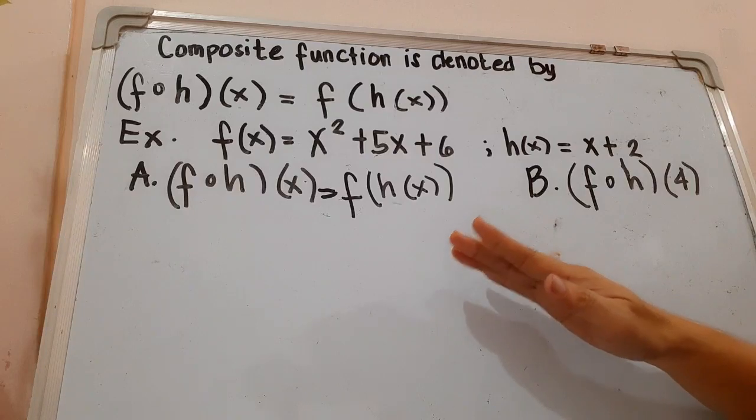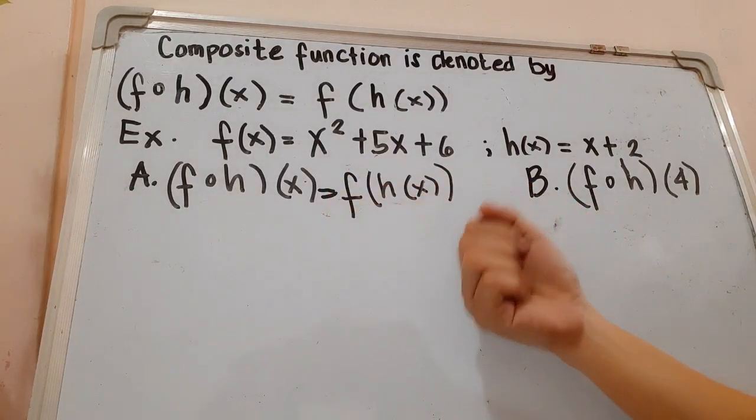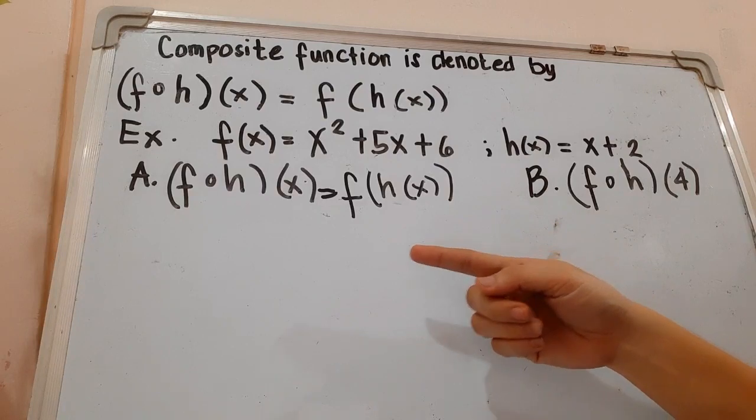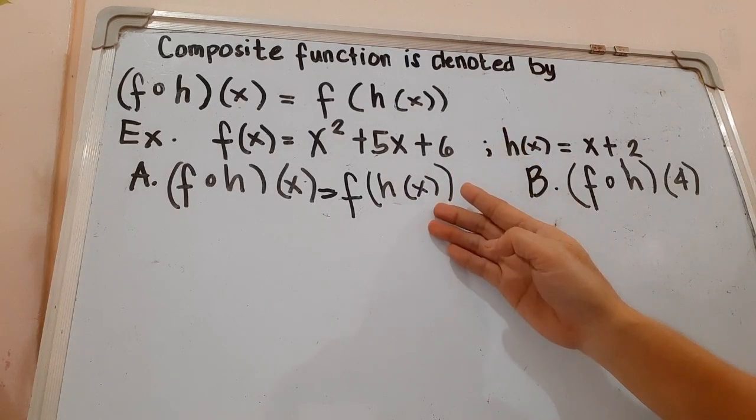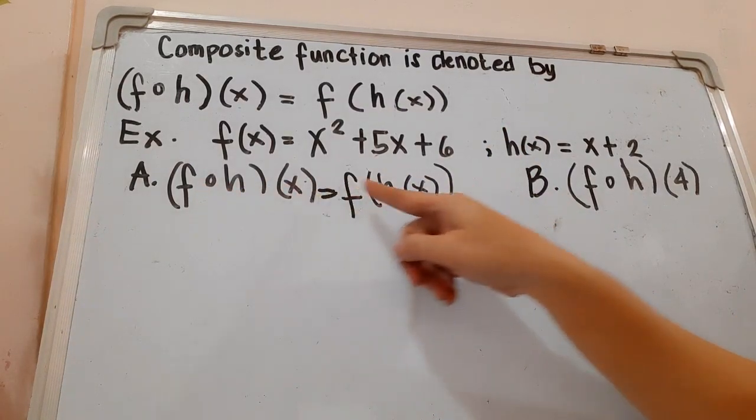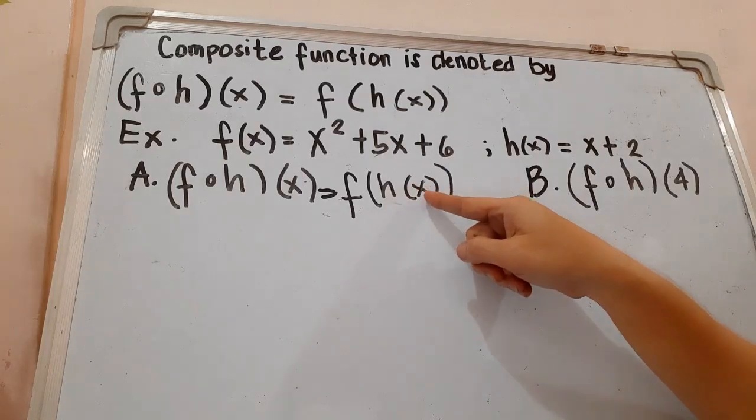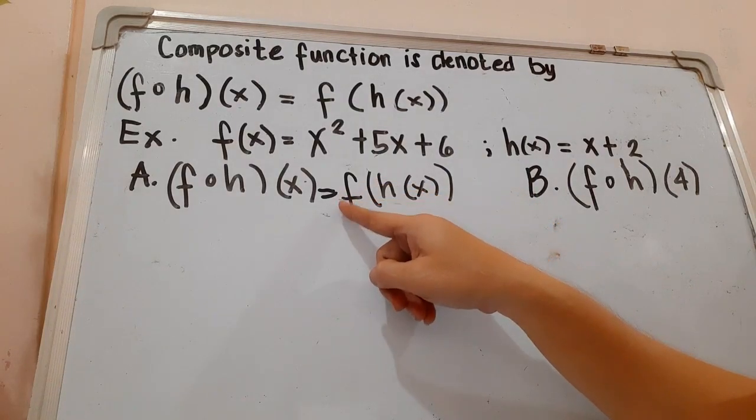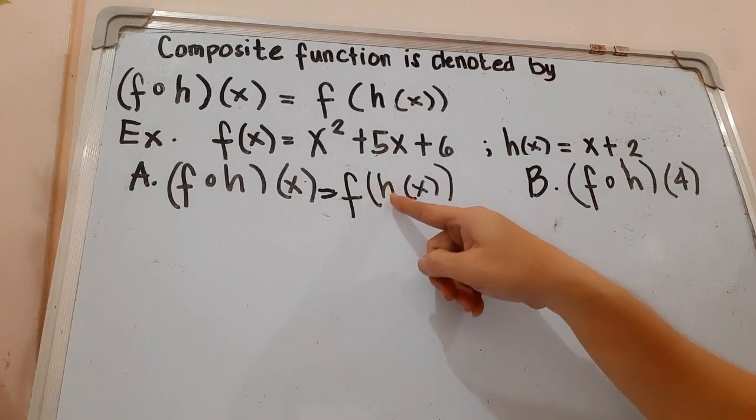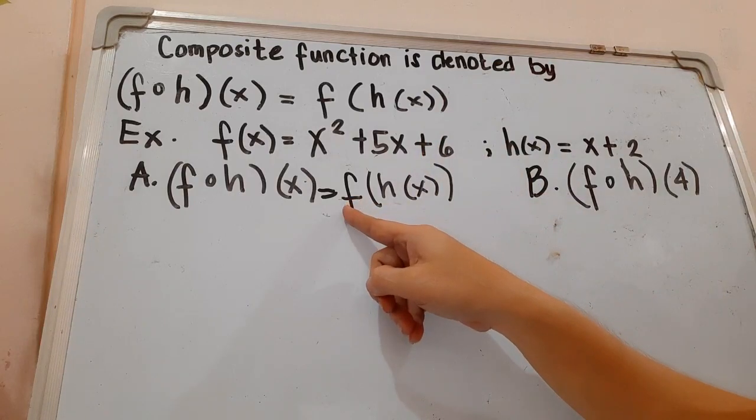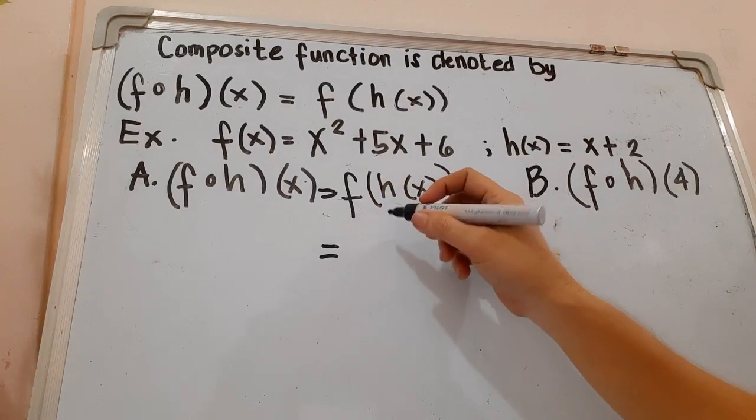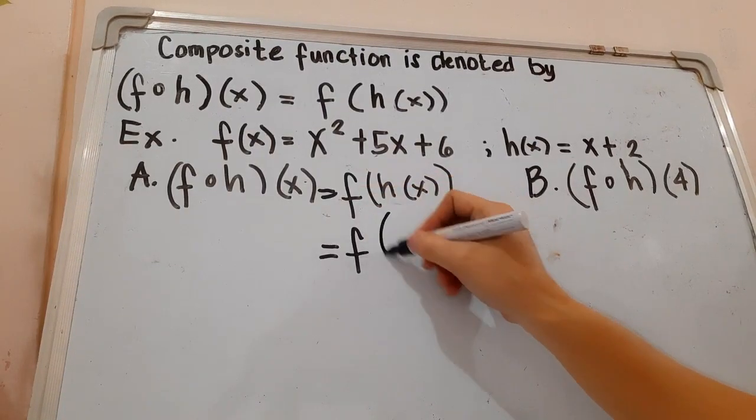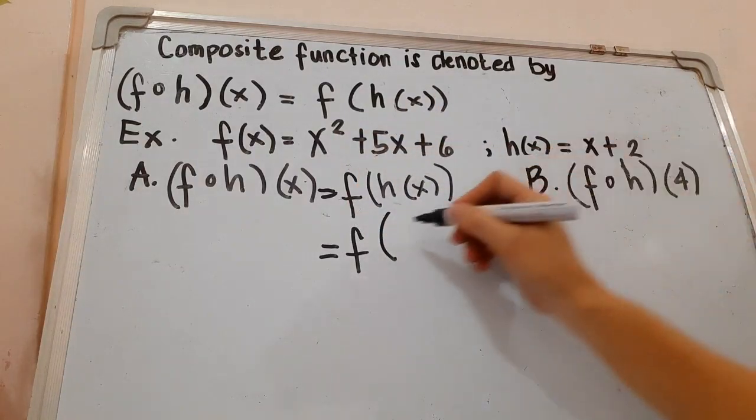To solve for the value of composition of functions, first we need to evaluate the function that is closer to the given value of the variable. So in our given, f circle h of x, function h is closer to x than that of function f, right? So we are going to evaluate first function h, then later will be function f. So this will be, we'll simplify this one. So copy f. Our h of x is x plus 2.